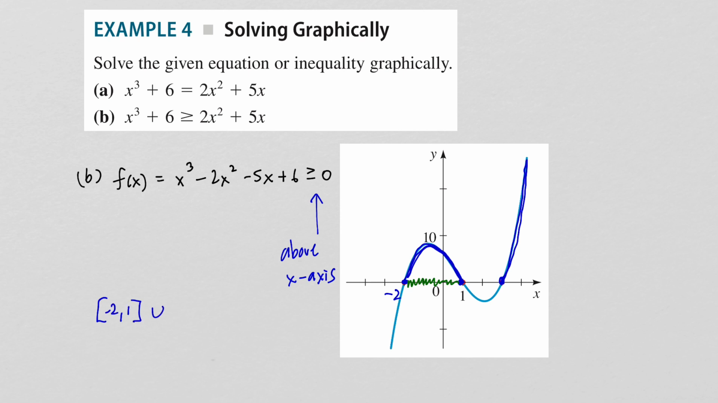Also, all of the values from +3 to infinity. And this time it's inclusive because we do have an equal sign here.